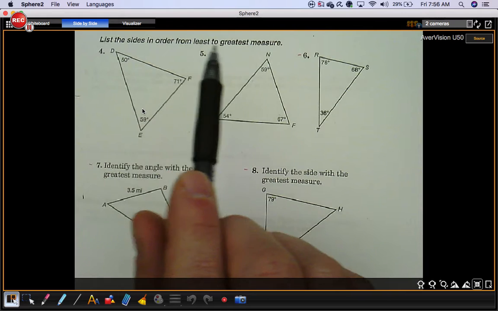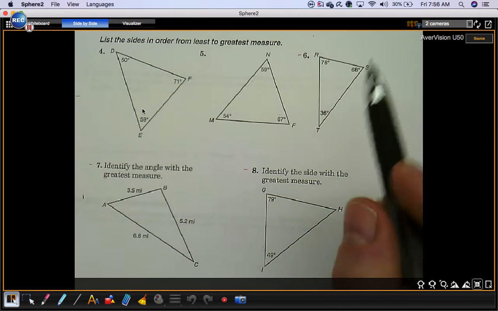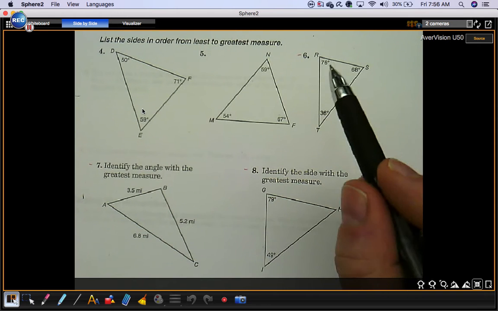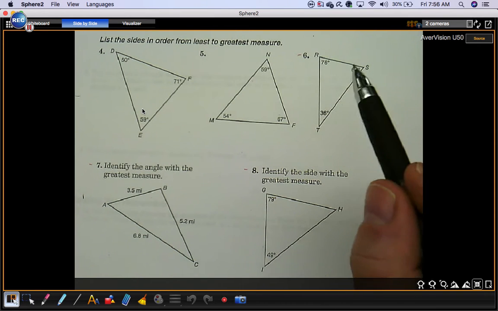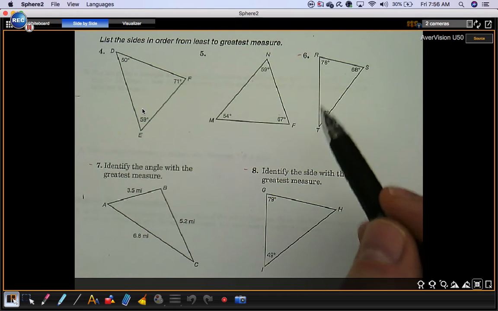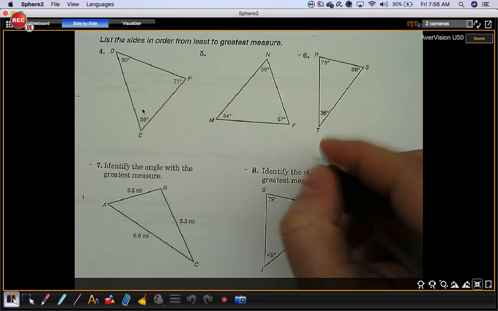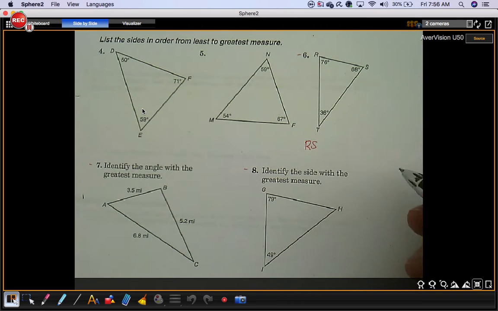List the sides in order from least to greatest. These are angle measures. We know that because, well, they're inside the triangle, but they also have a unit that's degrees. That's the smallest angle, angle T. So the smallest side is segment RS. Its measure is the smallest.